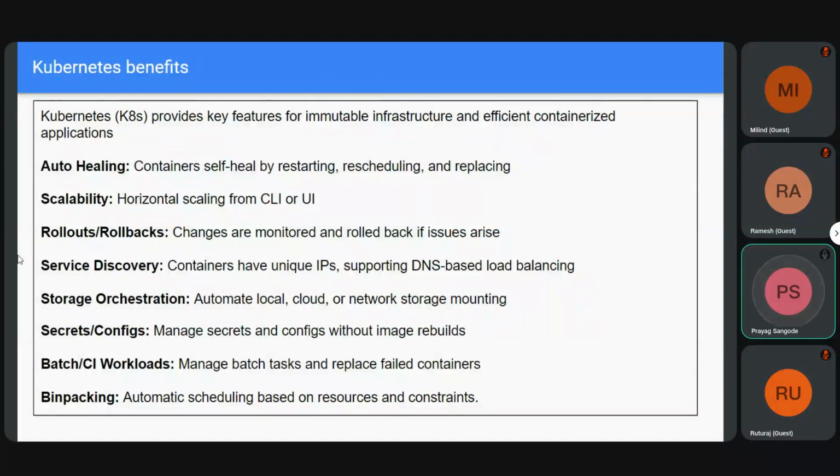Service discovery: if there are many containers, then various services will be there for those containers, and Kubernetes makes it easy to discover those services. Then the orchestration, storage orchestration, and we can easily manage the secrets and configuration. For batch and CI workloads it is useful. And bin packing, automatic scheduling based on resources and constraints. These are some of the benefits of Kubernetes, but I find that auto healing and auto scaling are the two important benefits of Kubernetes.